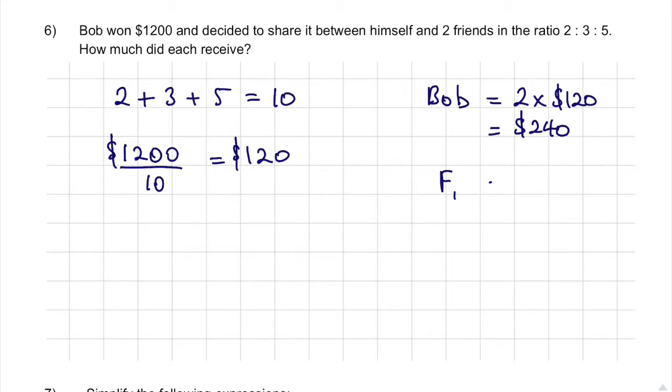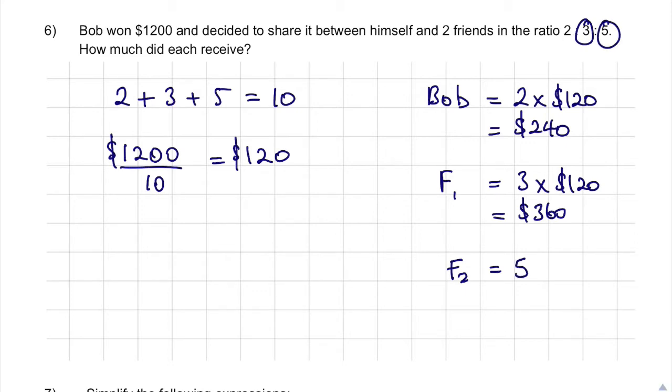We've got friend 1. So let's just say friend 1. They get 3, so that's that bit. So 3 multiplied by 120, which is $360. And then the second friend, they get 5, so that 5 there. So 5 multiplied by 120, so they get $600.